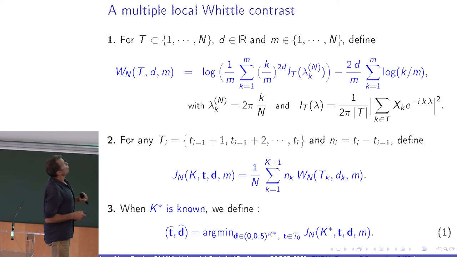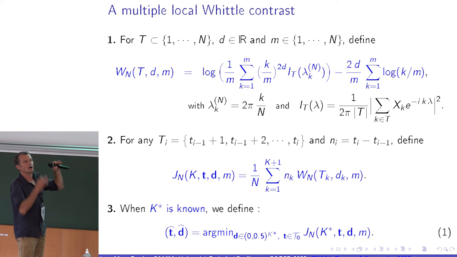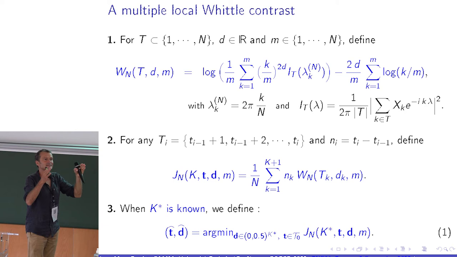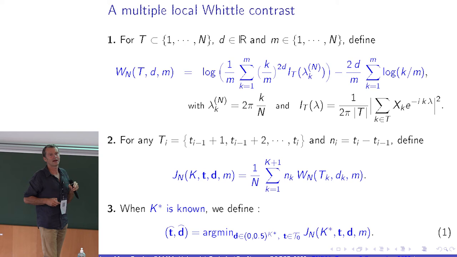I still have 2 minutes, so I have to go very fast. We could consider on a stage a local Whittle contrast. And from now on, if I fix T1, T2, TK, I consider a sum of this local contrast. A weighted sum of this local contrast. This will be the way for estimating the different change dates.